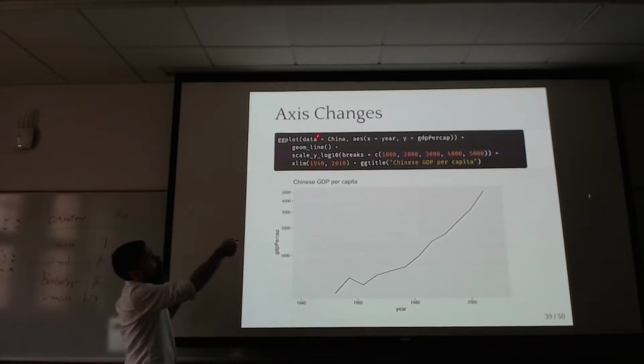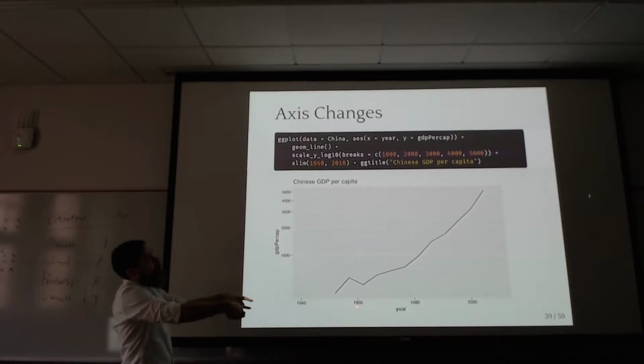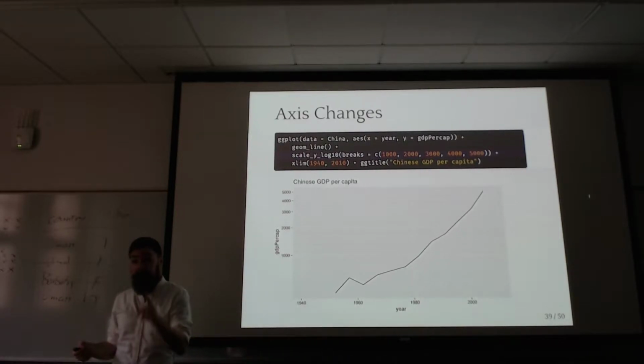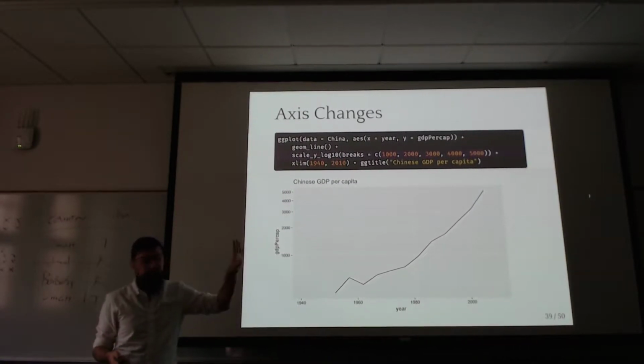All I did here is I did sort of a similar plot before. X is year, in this case Y is GDP per capita. I've done a line plot. Notice no additional arguments here. The only thing I'm plotting is one country, one line. Takes care of it for me.